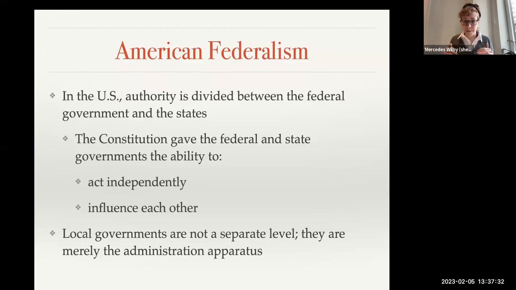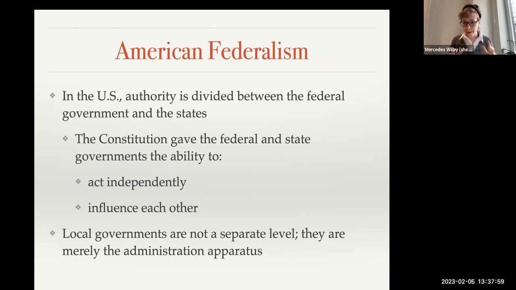The idea here was similar to checks and balances, right? Similar to creating three branches in a federal government, that top government, to make sure that no one branch could become tyrannical. Same thing was happening here, that we divide power between these two levels of government so that neither level can become tyrannical, and both have to work together at times.